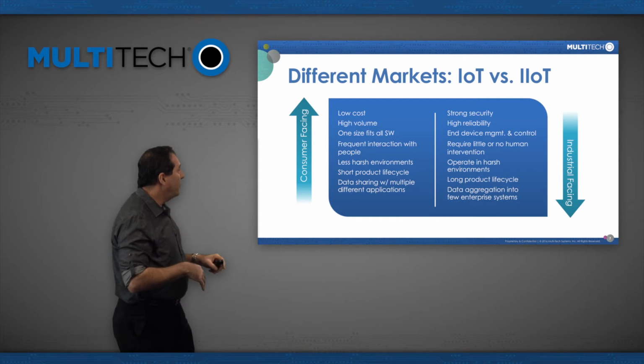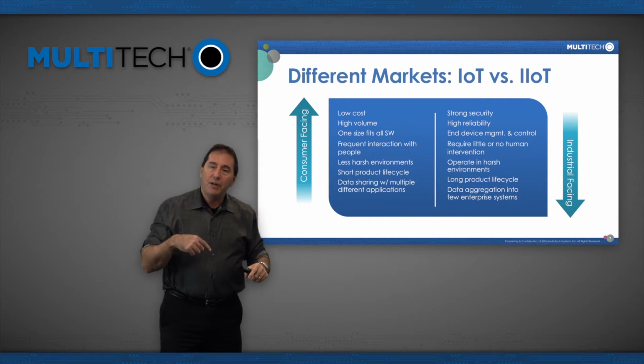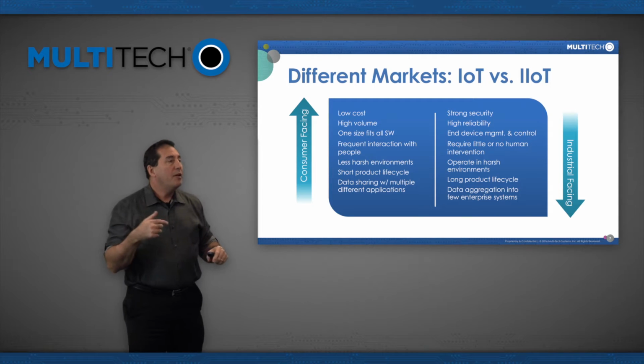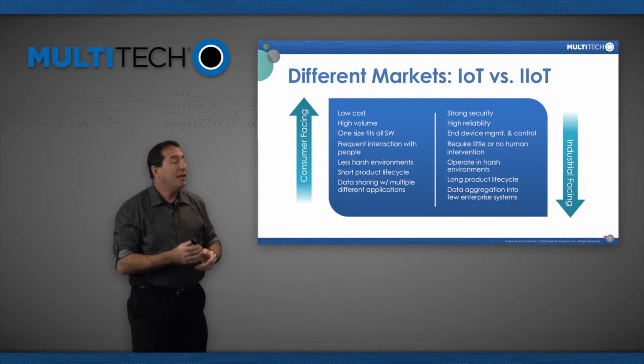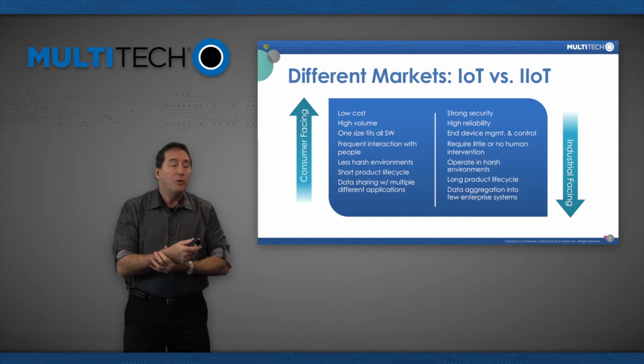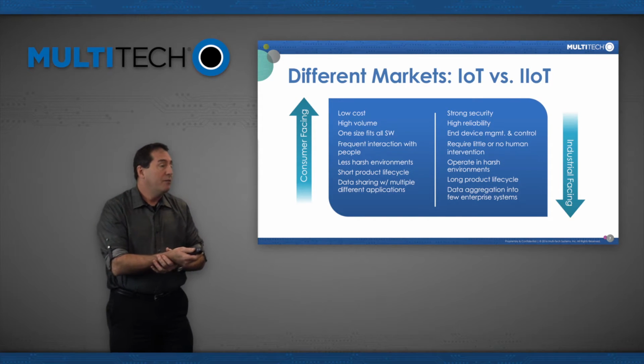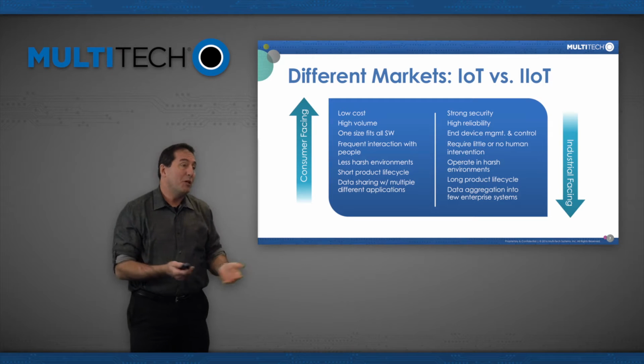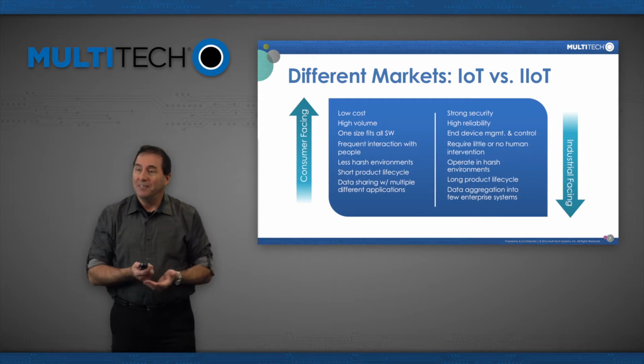They're identical. And the thing about IoT devices generally is they often have frequent interaction with people. Again, think of your Fitbit. You wear it on your arm. And that means, though, that it's probably not going to be in a very harsh environment, because people don't generally go into harsh environments, right?